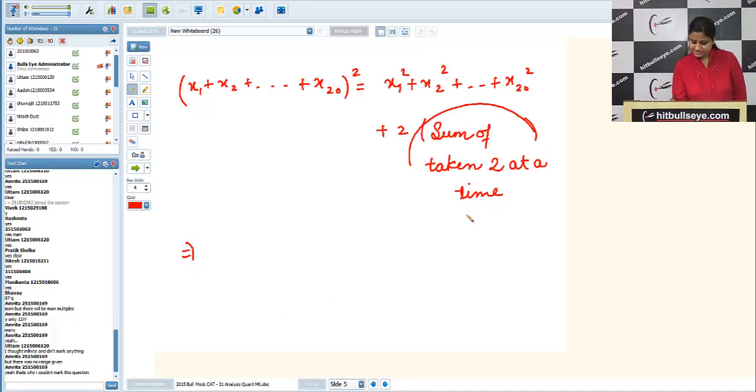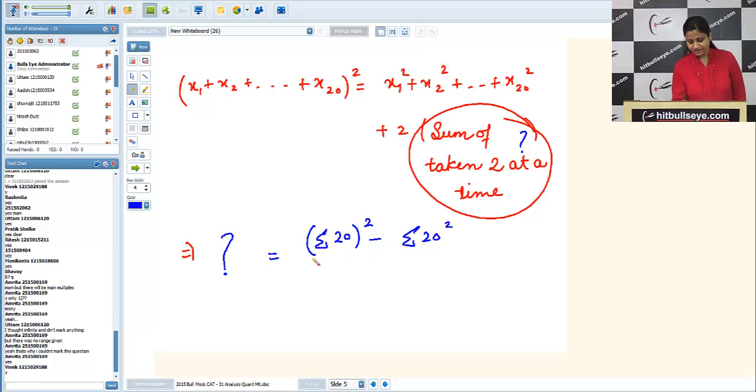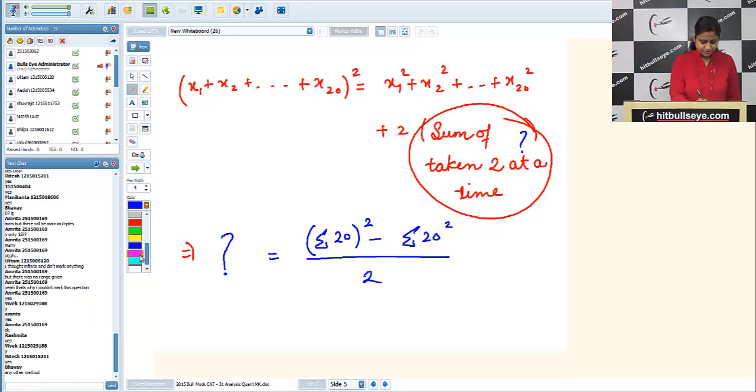So now this thing is asked, this question mark. So this question mark will be equal to (sigma of 20 numbers) whole square minus sigma of 20 squares, divided by 2. That will be the answer in this case. Is it okay? Clear, all of you? We are generalizing 2 formulas. Now you know sigma n and sigma n square.